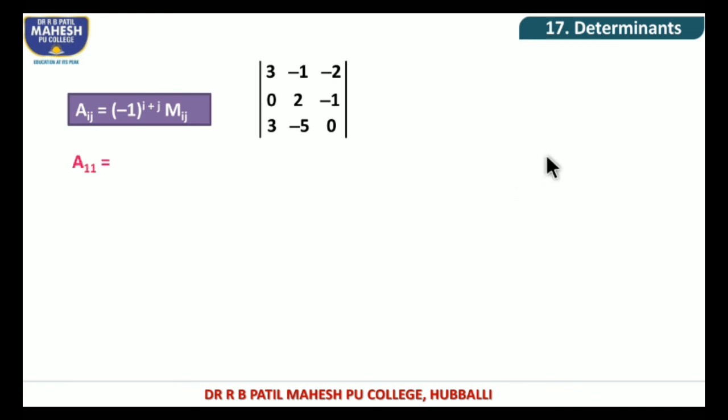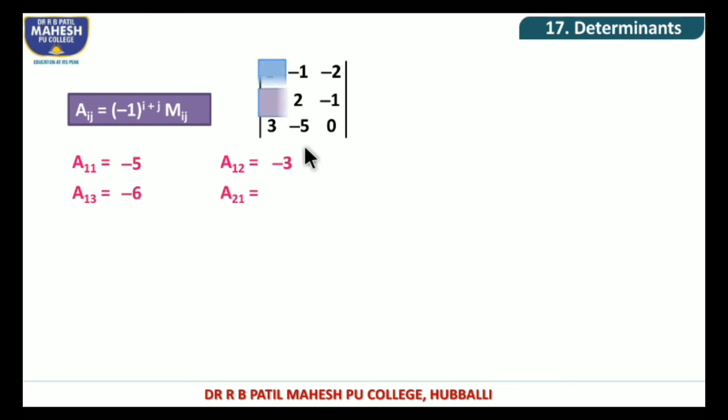Therefore, cofactors are A11 and so on. We have the signs plus minus plus, minus plus minus, plus minus plus. For this one we have the sign plus and 0 minus 5, therefore it is equal to minus 5. For A12 we have the sign minus and it is here 0 plus 3, so it is minus 3. For A13 we have the sign plus, so it is equal to minus 6.